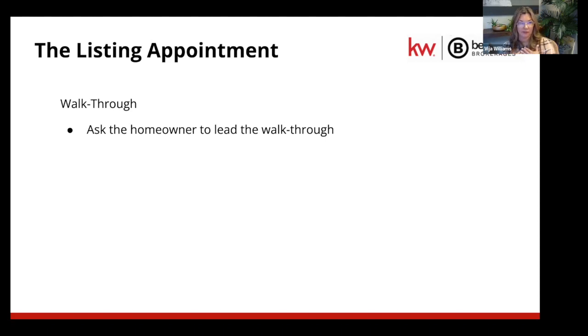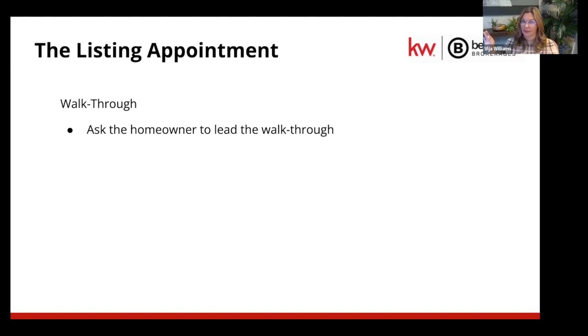Now, my belief and my success in listing has always been, I like to do the walkthrough with the homeowner. I like them to lead it. We have a training at Keller Williams that specifically states not to do that. It states to ask the homeowner to let you do the walkthrough on your own. That's great. And if it works for you, all power to you. For me, this is a really important part of my process. Absolutely, I'm going to do this walkthrough with them.